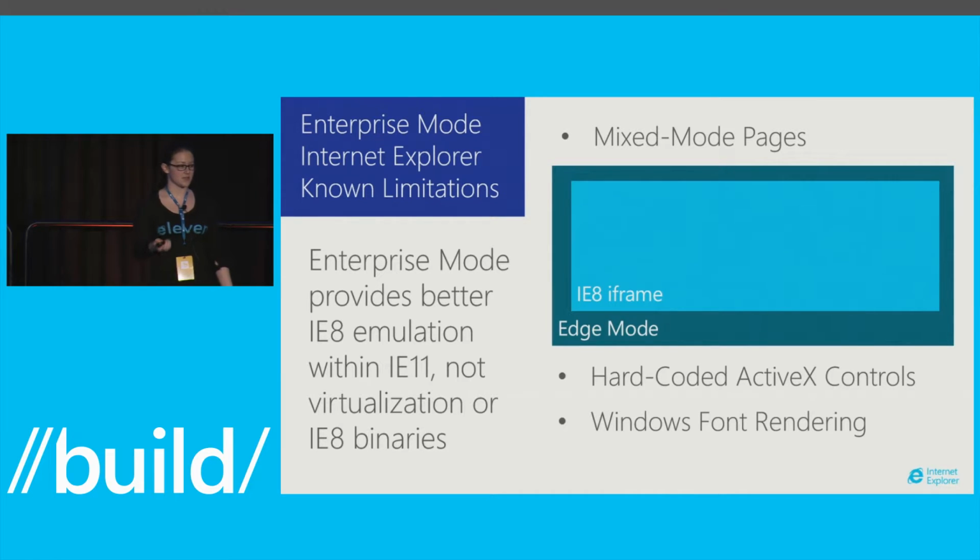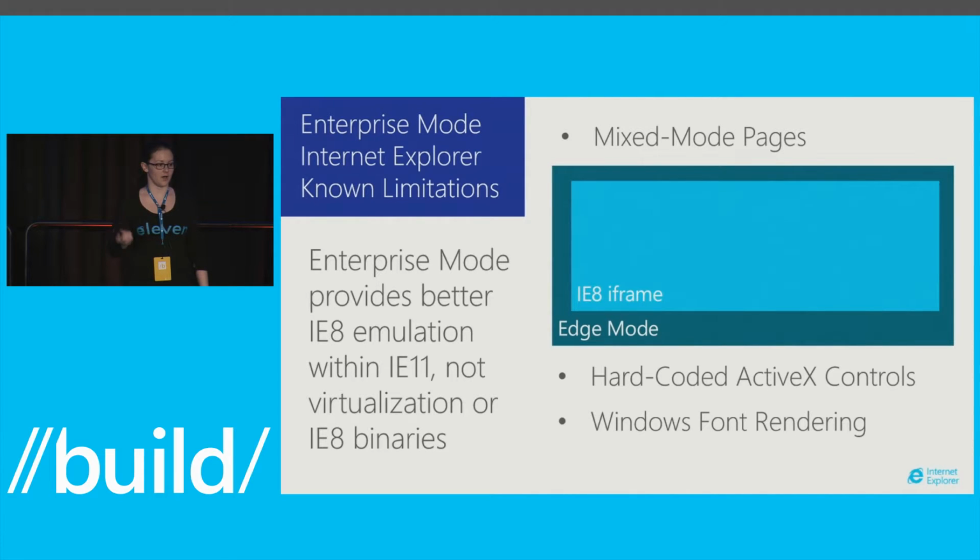Some hard-coded ActiveX controls do OS version checks, which we do not spoof. So oftentimes this is for XP-era ActiveX controls. They say, oh, are you Windows XP? And we'll go, no, we're not Windows XP. And in that case, the ActiveX control will fail.